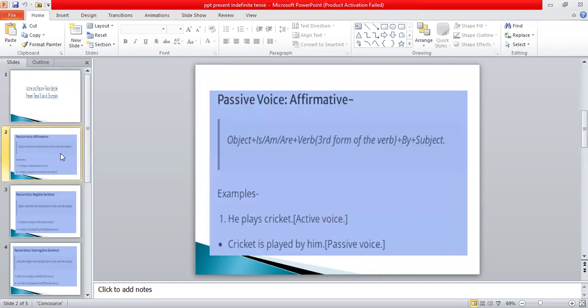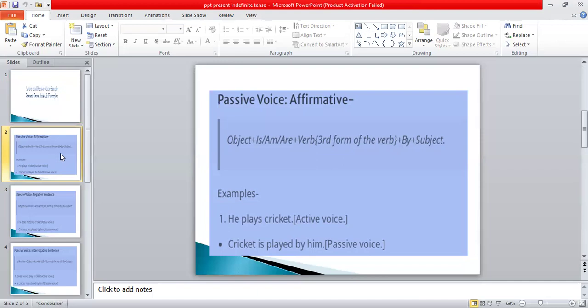So if we want to change an active sentence of present indefinite tense into a passive sentence, what are those rules? Which are those rules and regulations or the structure formula which we are supposed to follow? As you can see over here in the example, he plays cricket. He is the subject in the sentence, plays is the verb, and cricket is the object.